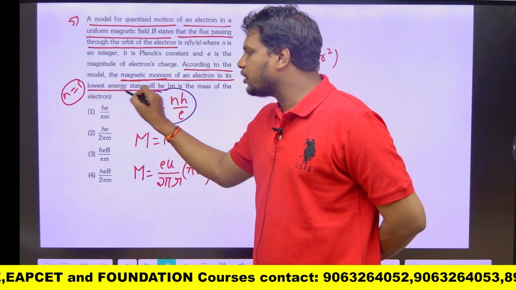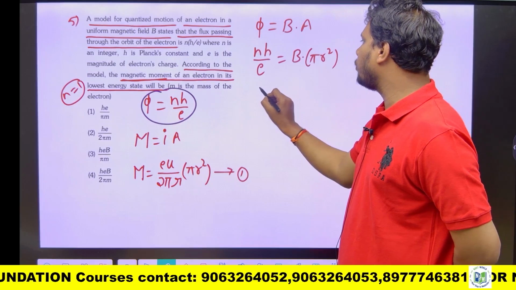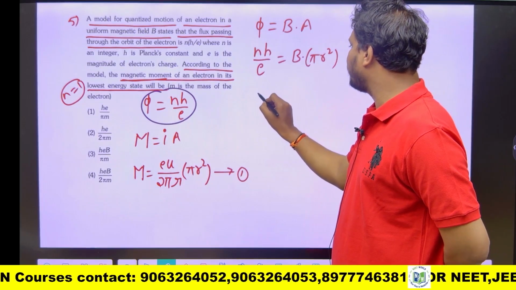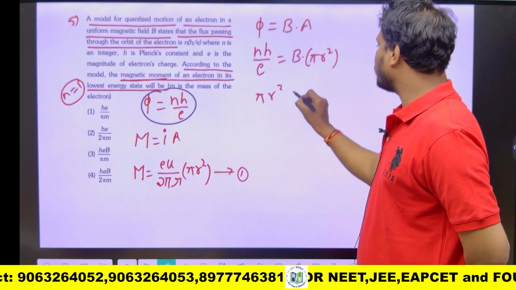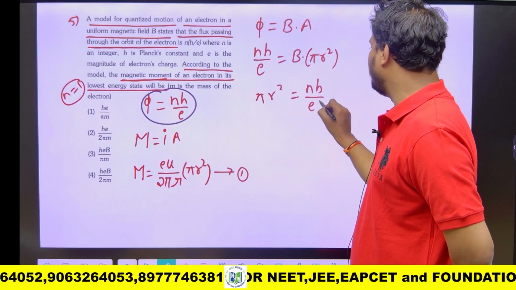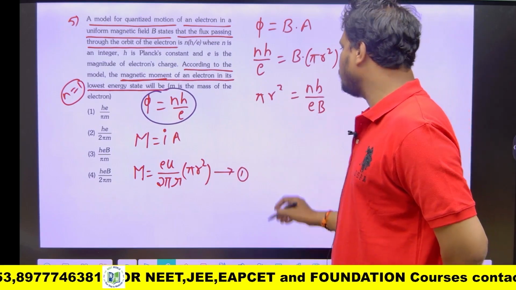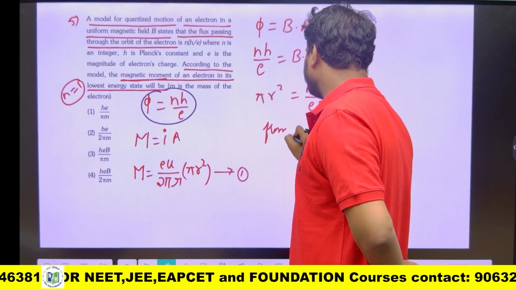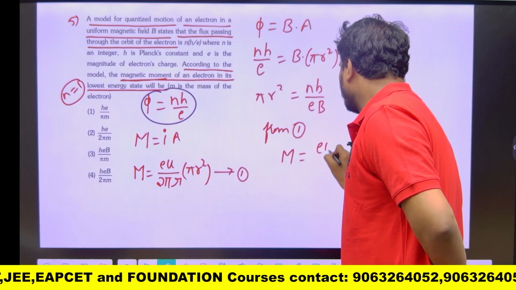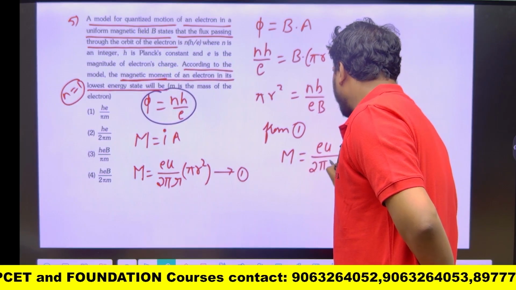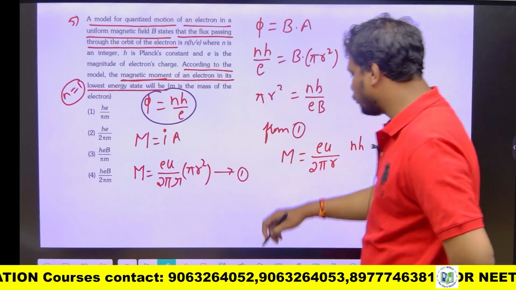But for the lowest energy level, which they asked for, n is equal to 1. If I substitute n is equal to 1, then with the magnetic field B, pi r square is equal to NH by EB. Can I write like this? Yes. Now substitute this pi r square value in equation number 1. From equation number 1, we can say magnetic moment M is equal to EU by 2 pi r multiplied by NH by EB, where N value is 1 here.